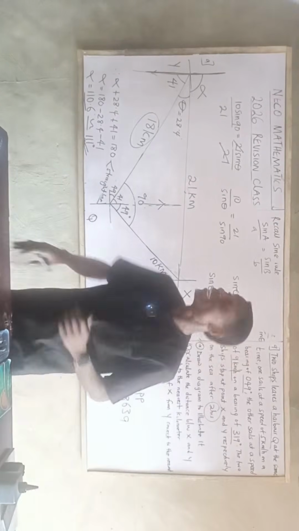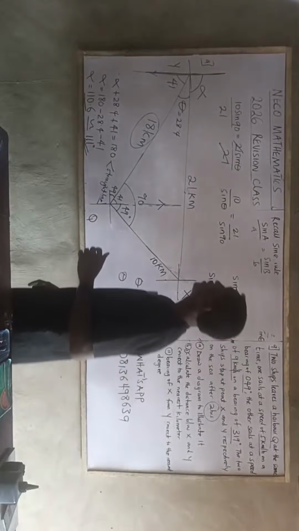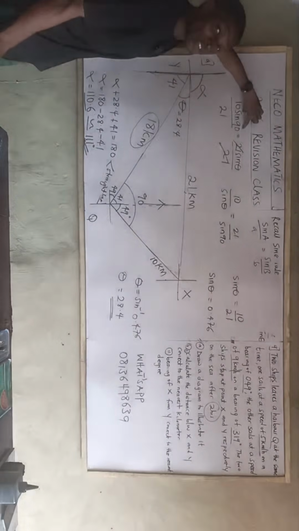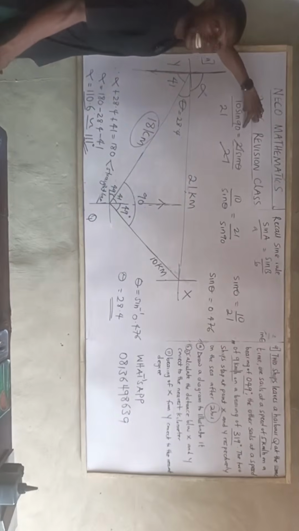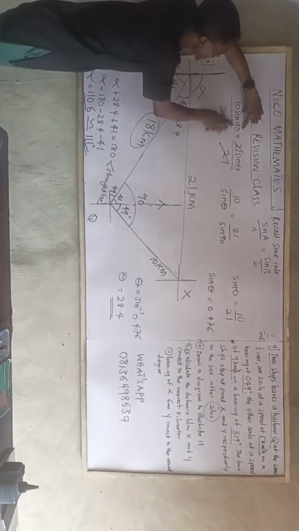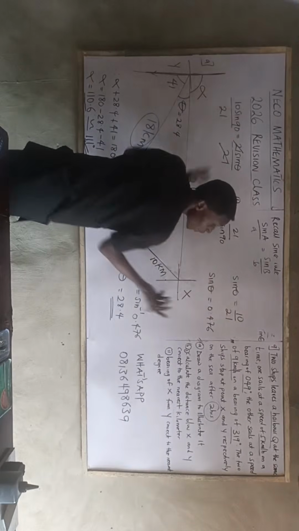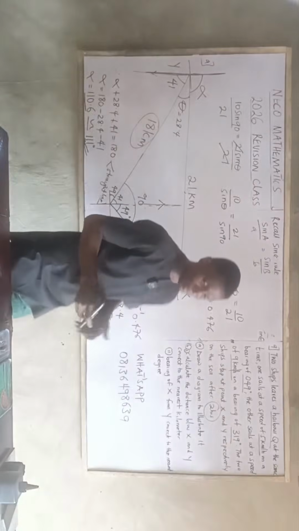How did I eliminate the sin 90? Okay, sin 90 on the calculator gave us 1. It wasn't eliminated, it was 1. So sin 90 being 1 times 10 gave us 10 over 21. That's why we've got it there. Okay, 10 over 21. So we didn't eliminate it, it gave us 1.